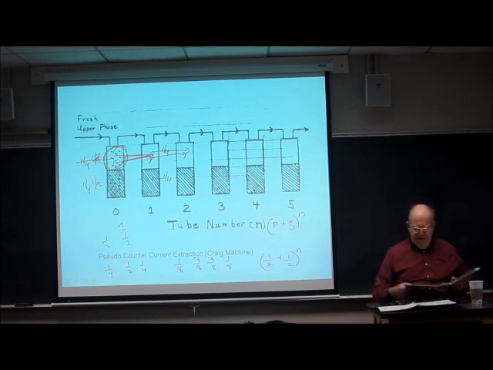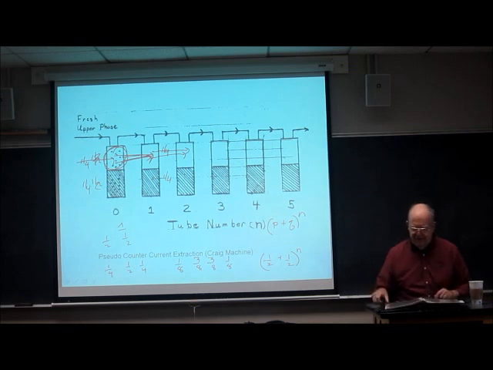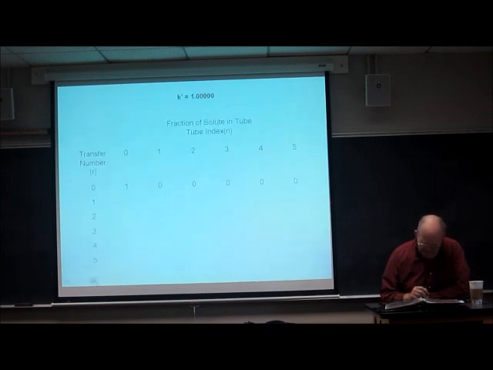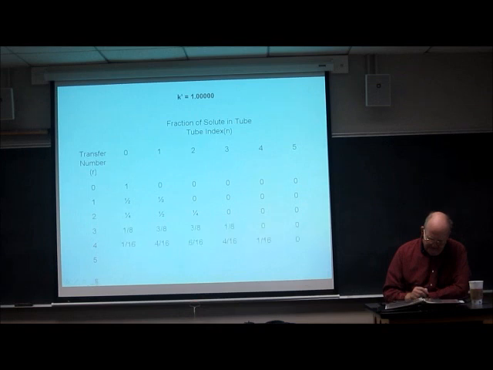And you can generate then the binomial expansion of any system you want with any given retention factor, K prime factor. So here's where we start. There's the first extraction at equilibrium after the second, after the third, after the fourth, after the fifth. That's with K prime of 1.